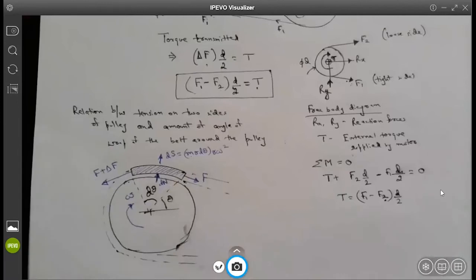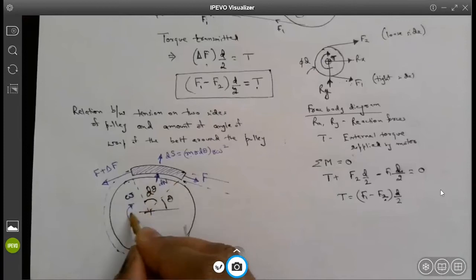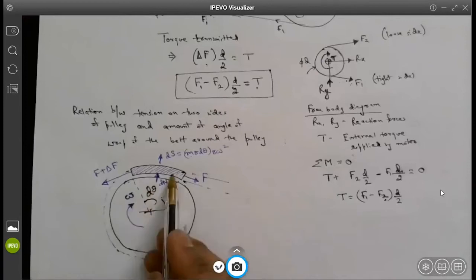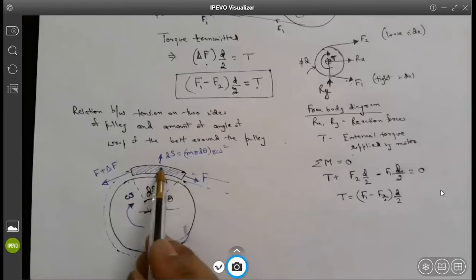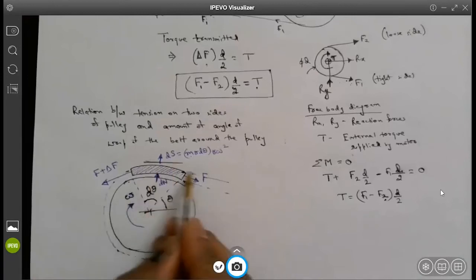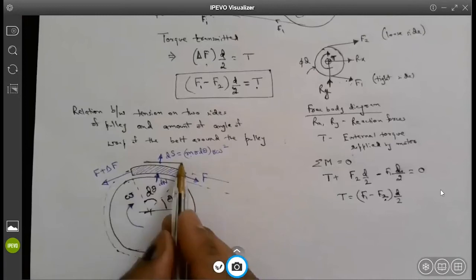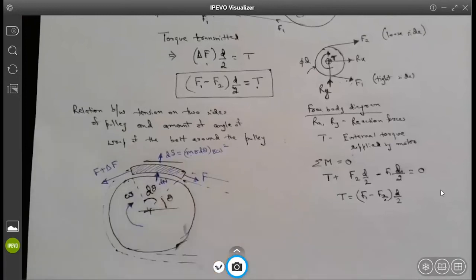So this is my driving side pulley. This is rotating clockwise with an angular velocity omega, and what I am asking you is that the frictional force will be tangential to the surface of the belt and the pulley. Now, whether the frictional force will be acting on the left-hand side or on the right-hand side, can you help me find that out? Does it oppose omega? Yeah, it will oppose omega.